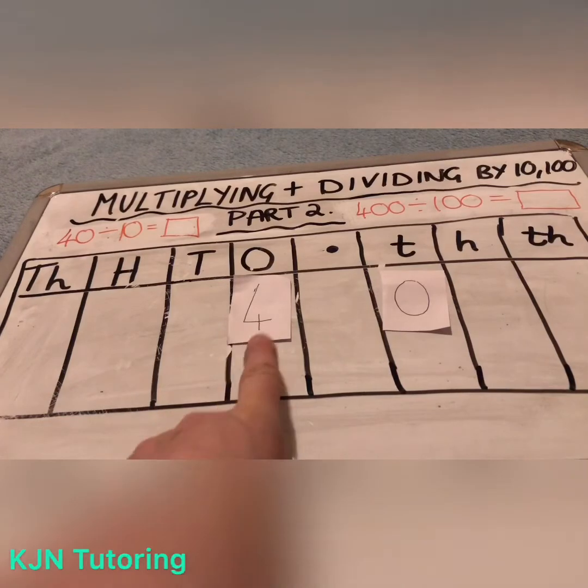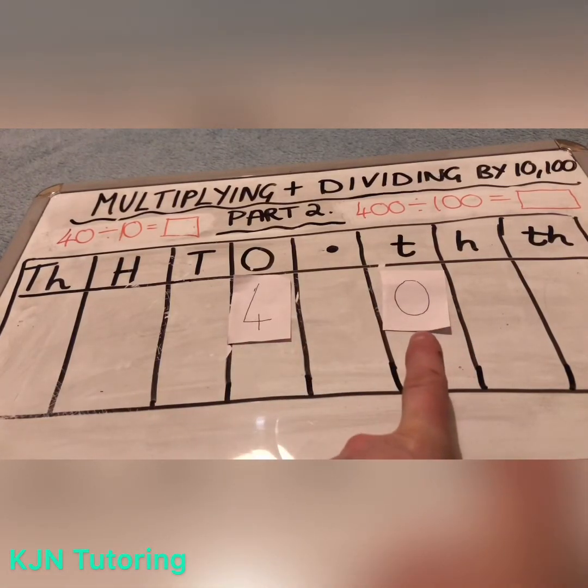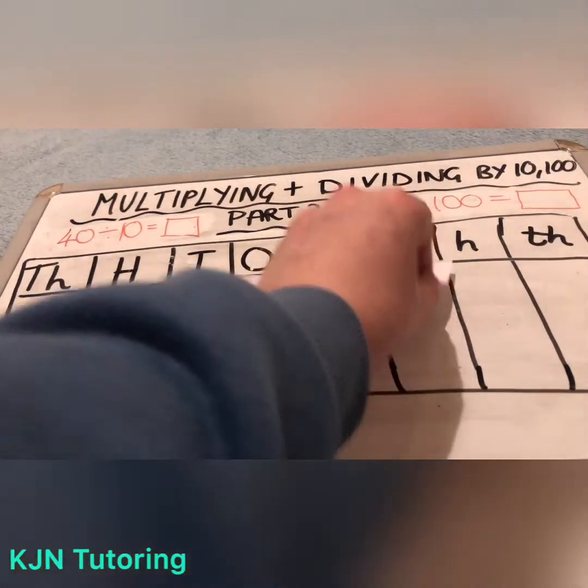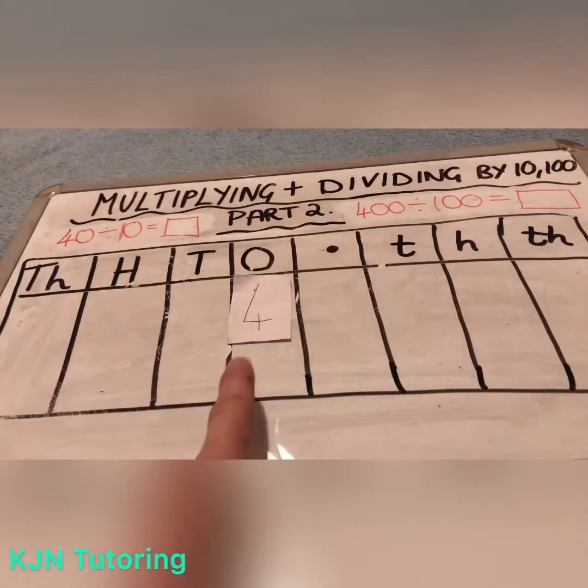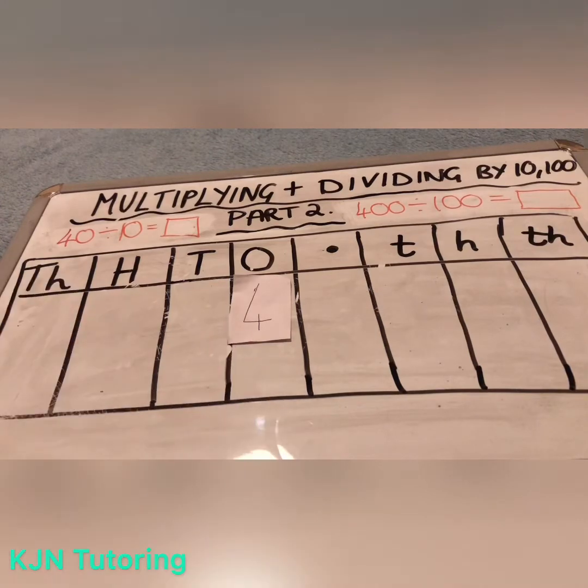The 4 is now in our ones column, and our 0 or our placeholder is now in the tenths column. We no longer need this placeholder, so we take it away. We are left with the number 4. So 40 divided by 10 equals 4.